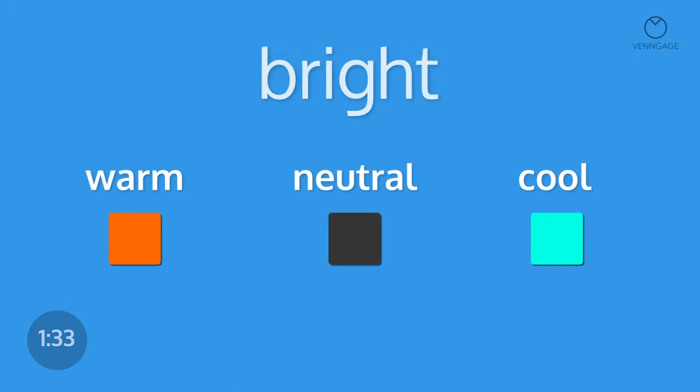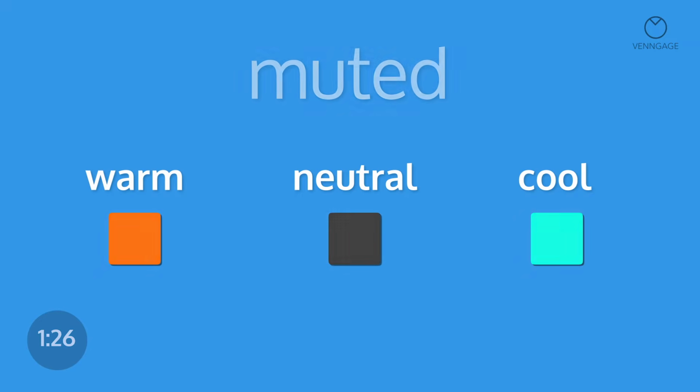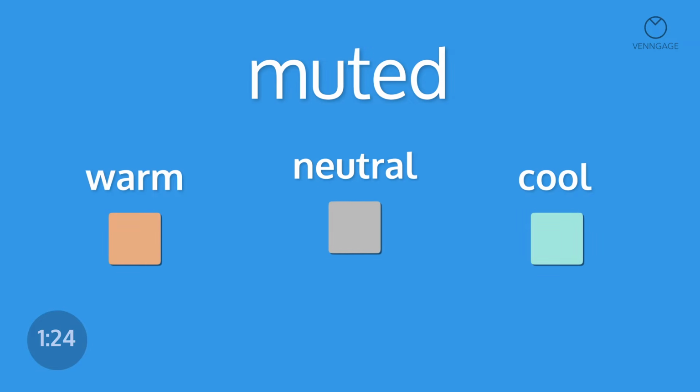I also want to talk about bright and muted colours. Bright colours are the most vibrant ones. These can either be warm or cool, but never neutral. Have you ever heard of a bright brown? Muted colours, however, can be neutral as well as warm or cool. These are the softer colours.